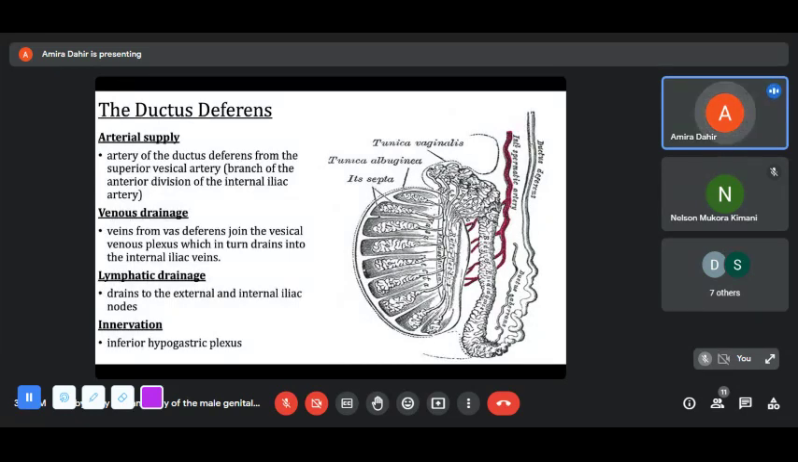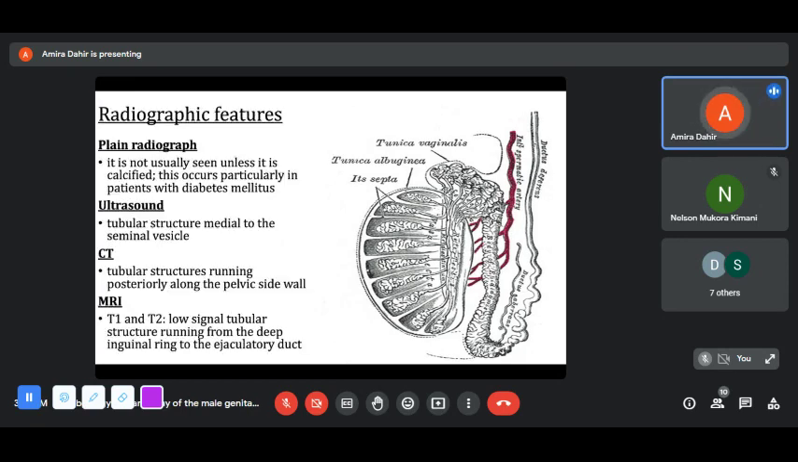The artery of the ductus deferens is from the superior vesical artery, which is a branch of the anterior division of the internal iliac artery. The veins from the vas deferens join the vesical venous plexus, which in turn drains into the internal iliac veins. For lymphatic drainage, it drains to the external and internal iliac nodes. As for innervation, it's achieved by the inferior hypogastric plexus.